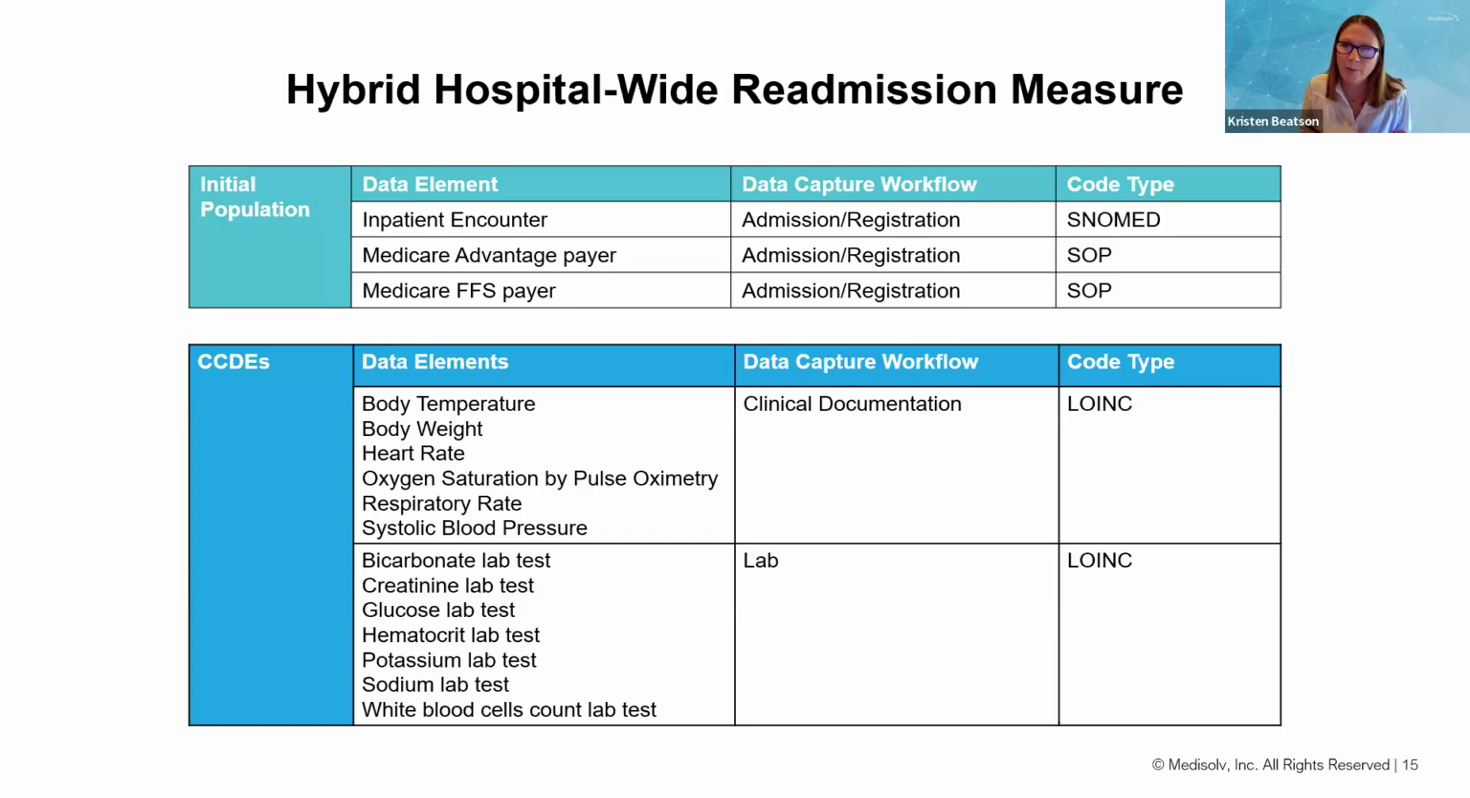And then you don't have to worry about the Advantage patients right now, but starting 7/1/24, you do. So once we get to July, you want to make sure that you have all of the mapping in place to capture that Medicare Advantage source of payment code.